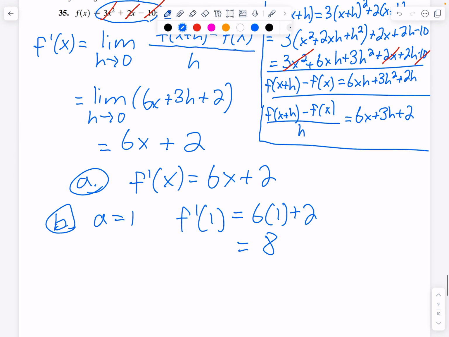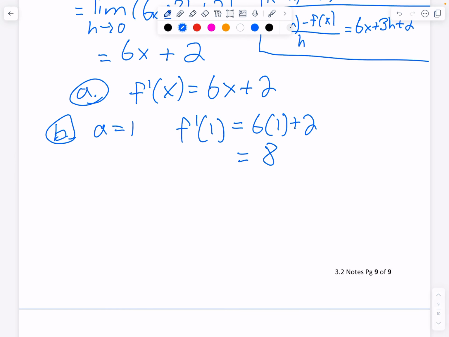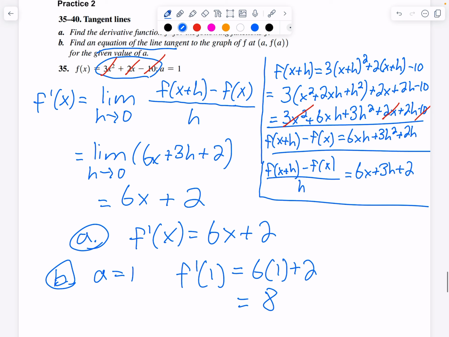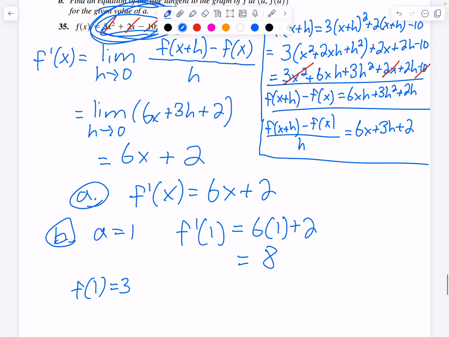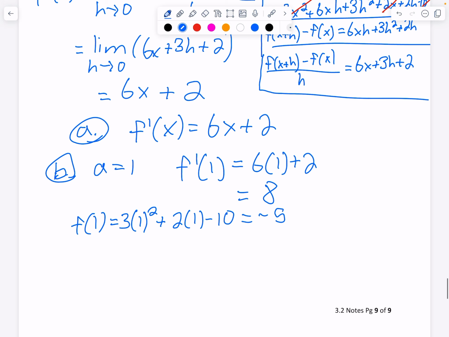Cool. So we have that, and then to get a point, it's a equals 1. I just have to plug a into that formula there. Right, so let's do that. f of 1, so that's 3 times 1 squared plus, I'm using that formula up there, plus 2 times 1 minus 10. Okay, so that's equal to 3 plus 2 is 5 minus 10 is negative 5. So the point that I have is (1, -5).